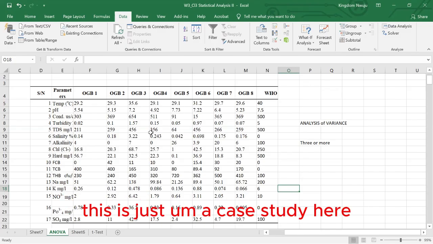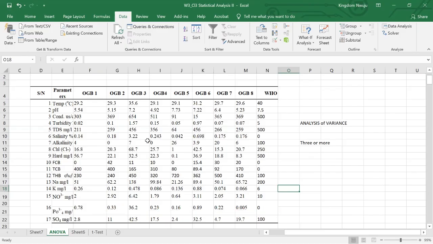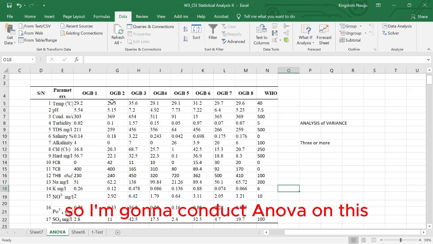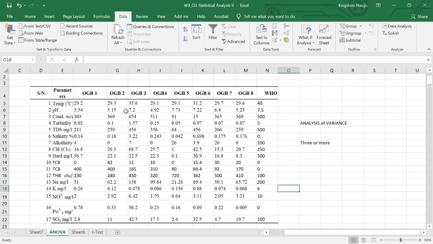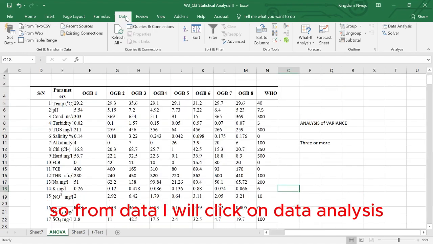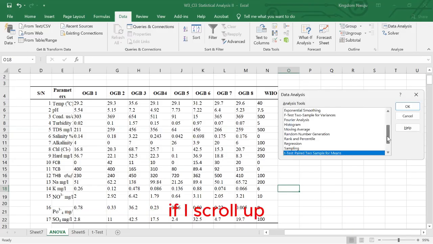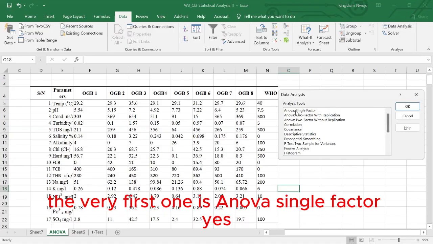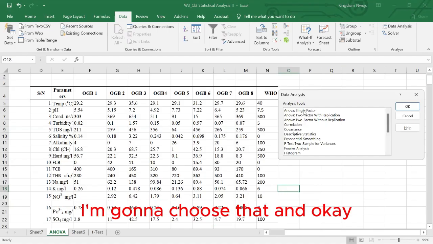This is just a case study here. So I'm going to conduct ANOVA on this. Shortly, we will be doing t-test, which only compares 2 variables. All right, so from Data, I will click on Data Analysis. If I scroll up, the very first one is ANOVA: Single Factor. Yes, I'm going to choose that.